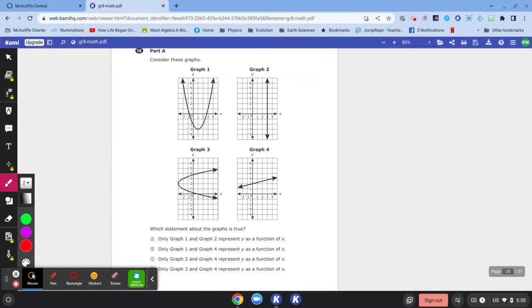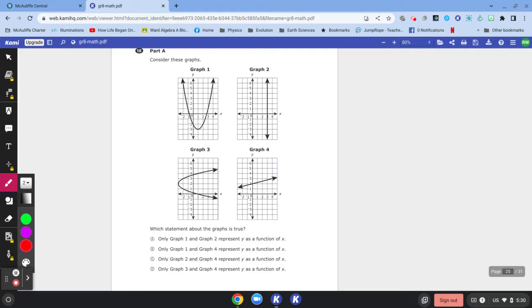This is Mr. Ward, and this is my final video on the 2021 Math MCAS for 8th grade. This is on number 18, parts A and B, which is all about, can you tell the difference between a function and not a function? Can you identify the key characteristics that make something a function?